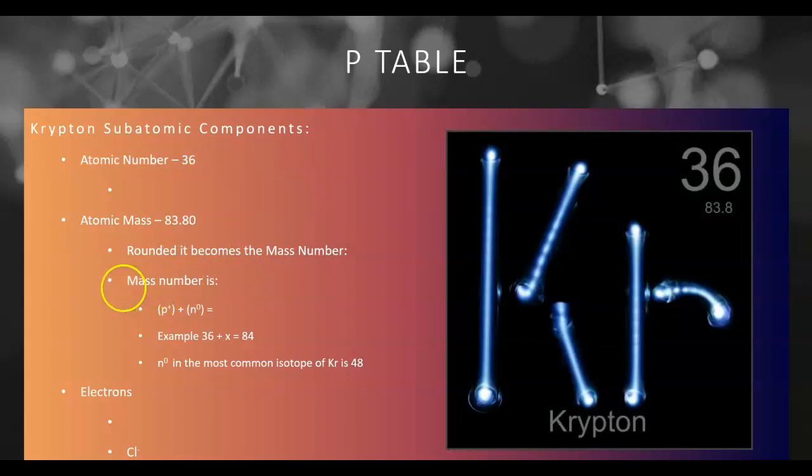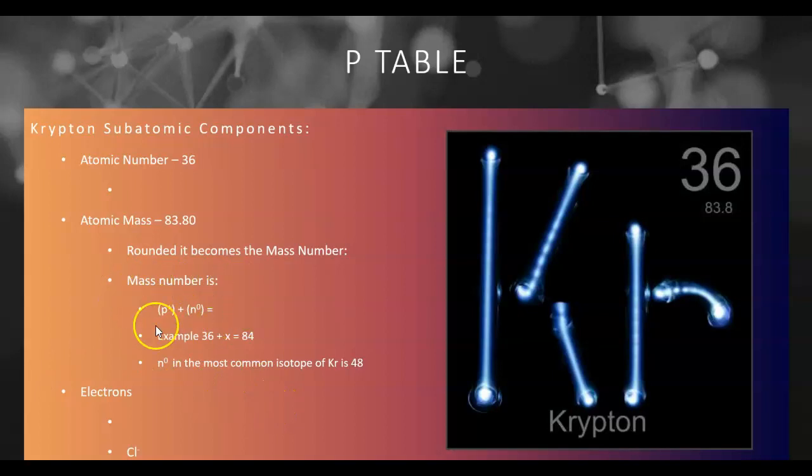And 84, the mass number, tells us the number of protons plus the number of neutrons. And I know it's a decimal point, but that's because it's an average of all the kryptons we've ever measured. And we can't deal with part of a neutron, so that's why we have to round it.